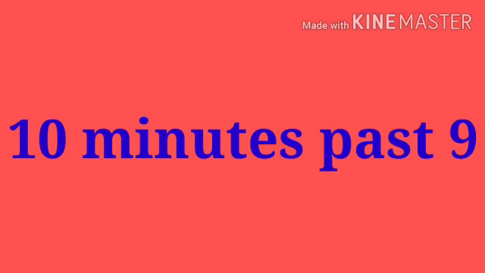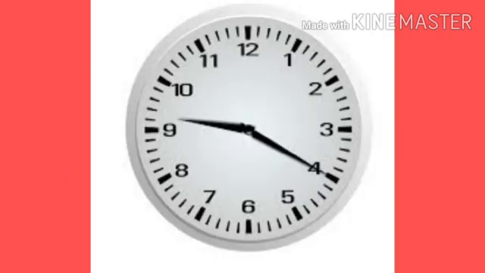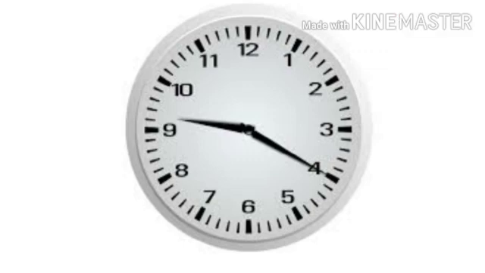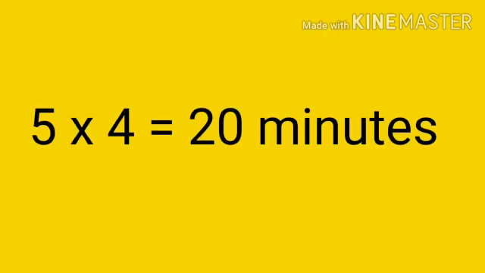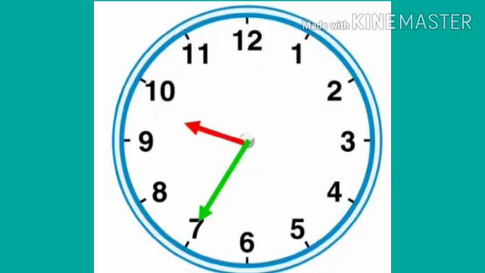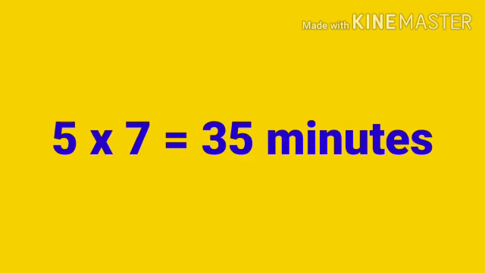Got it students? Understood? So students, whenever the minutes hand, that is the longer hand, moves on any number, for example on 4, how are you going to count? You take the table of 5. So 5 fours are 20. So how many minutes? 20 minutes. For example, if the minutes hand is on 7, then 5 sevens are 35 minutes. Okay students? This much I think all of you have understood.